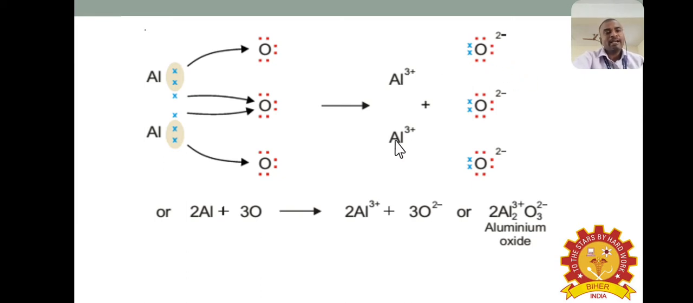Here, when we add these 2 aluminum 3+, we get 6+ charge. Similarly, when we add 3 oxygens, we get 6- charge. Then only it can neutralize. No need of ion count.